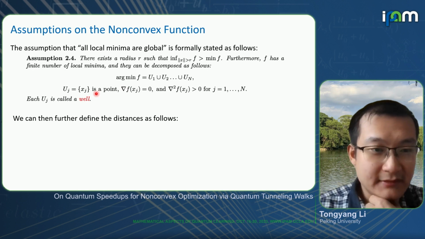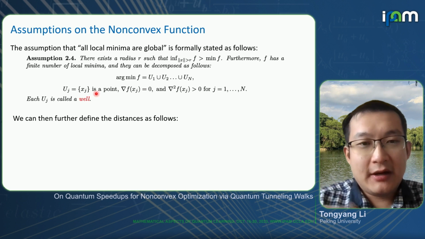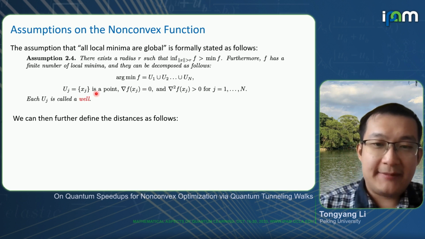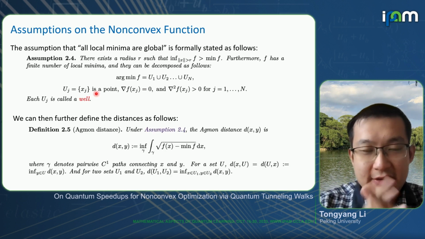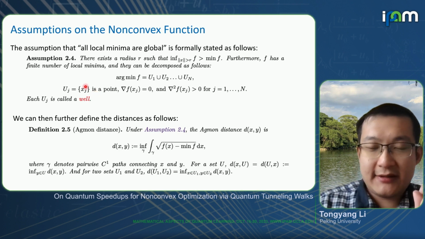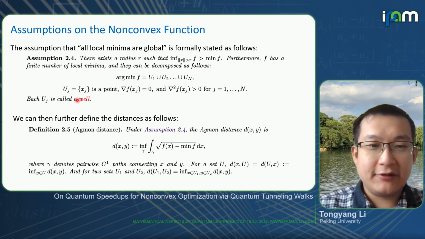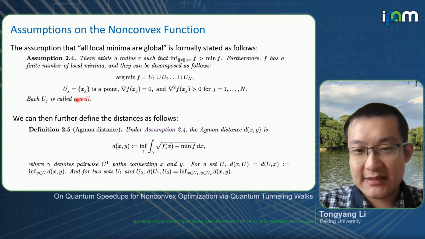So basically, after having this kind of definition, we have all the local minima here, then we can further define the distance that we study here. The distance we study here is basically the Agmon distance. In the sense that we consider a case where all the local minima are global here. So we have the minimum of f here, and we have all these local minima, x1, x2 until xn here.